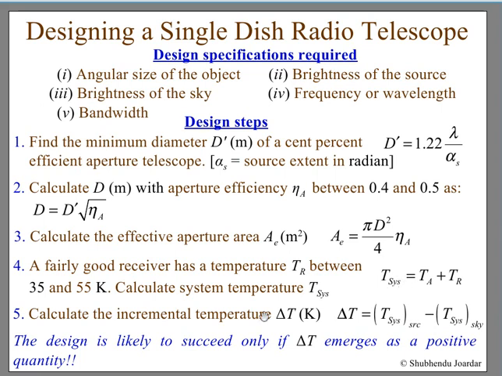So this is your system temperature, and then you have to calculate the incremental temperature that I talked about a few classes back. Last class only, I think, I talked about this, before polarization, in the basics of radio telescopes. This incremental temperature is the difference between these two: the source temperature minus the sky temperature. And the design is likely to succeed only if delta T emerges as a positive quantity. So your incremental temperature should be positive. Then only your design will succeed.